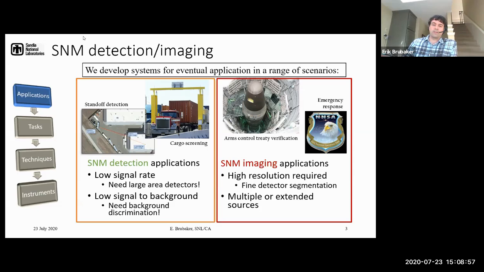On the other side are what I think of as the more imaging-specific applications. In this case, maybe we're just trying to understand everything we can about something. In an emergency response scenario, you have a radioactive source in a box and you want to learn everything you can about it to know whether it's a threat and how to respond to that threat.